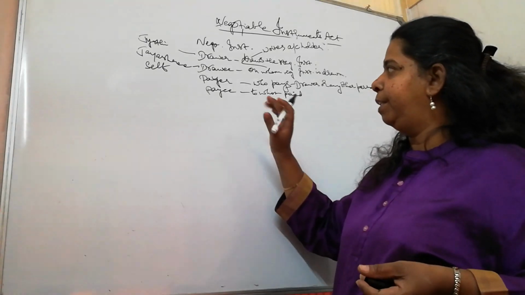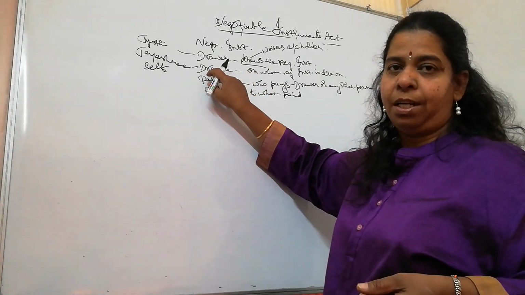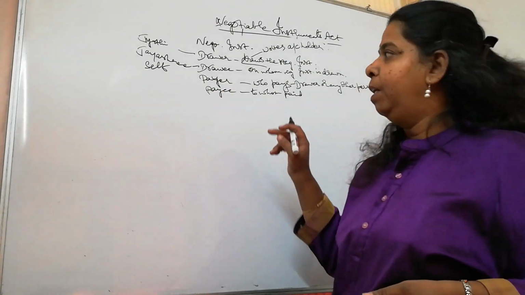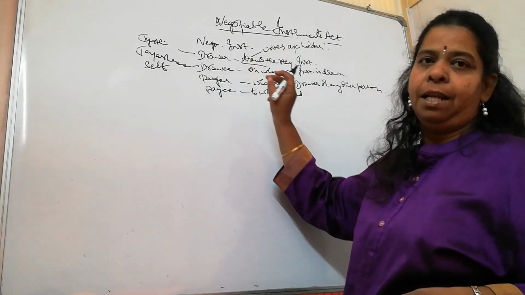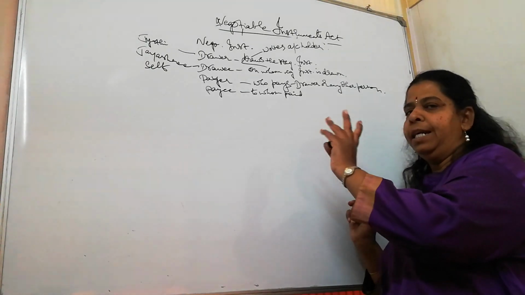You understand? But the only thing is, on whom it is drawn, whose name is written, is known as drawee. To whom it is paid is known as payee. Drawer is the one who writes. Payer is the one who pays. Clear? These are the differences.